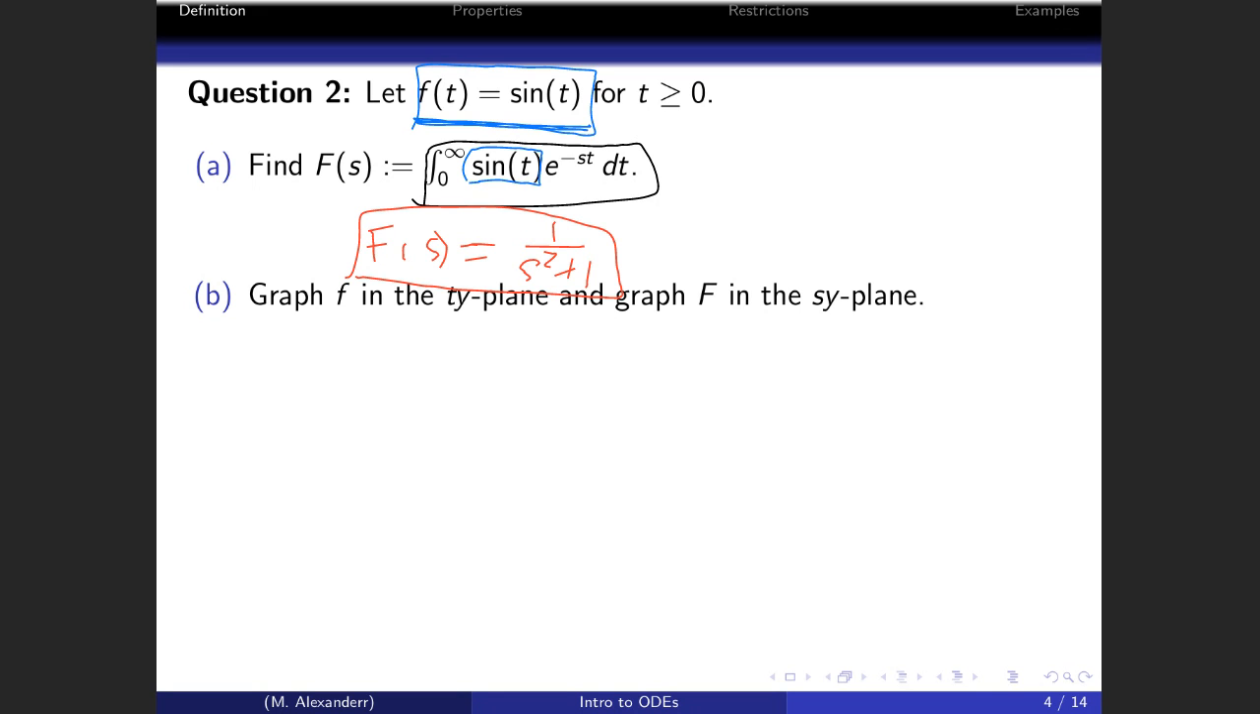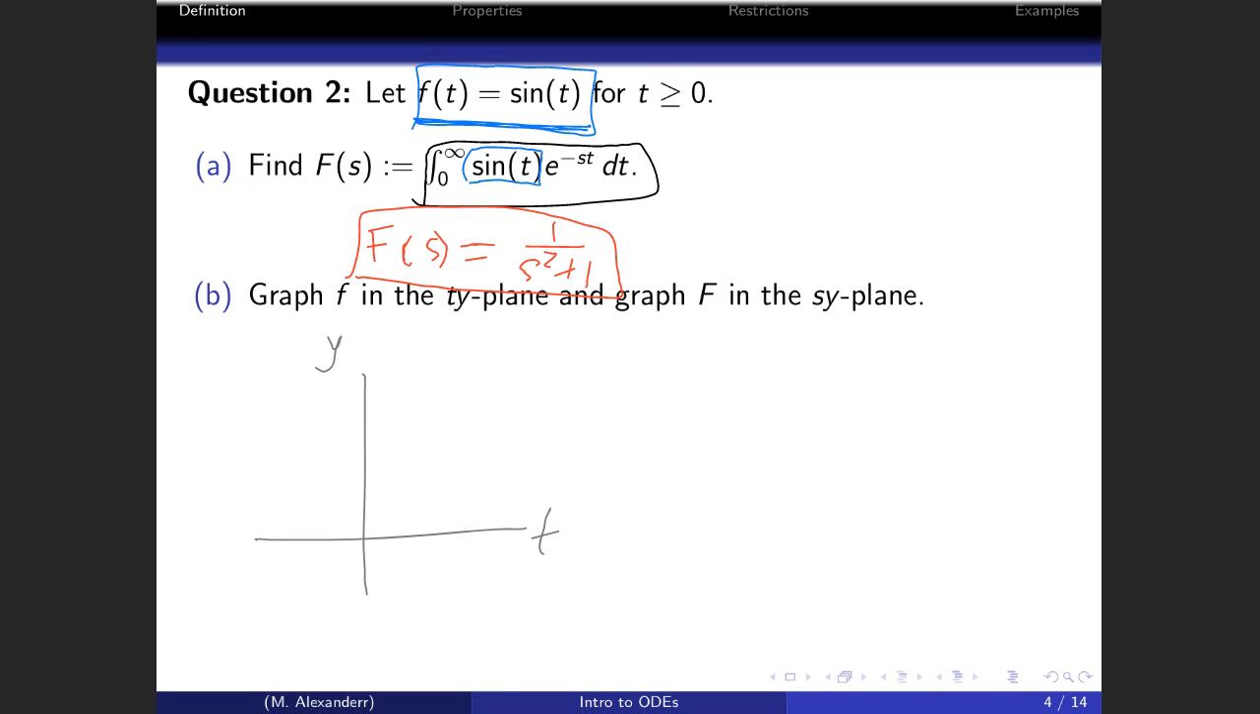And so what we say is that the red function is the Laplace transform of the blue function. We change the blue function into the red, or the capital F is the Laplace transform of the little f function. All right, so that's the result for the specific function sine of t. And for part B, I want to graph the functions. Notice that the f function is in the t variable. Let's just say that this is the ty axis.